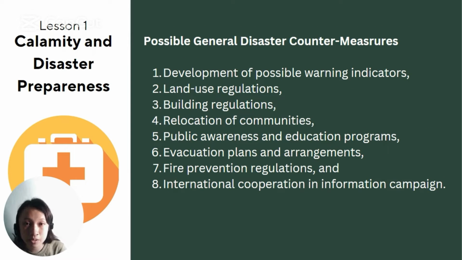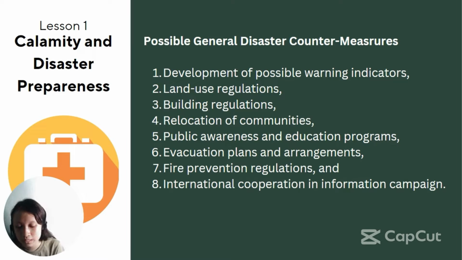Then possible general disaster countermeasures. Number 1 is development of possible warning indicators. Mostly these are warning indicators, signages that we see around, like for example "Caution, wet floor", that we see in places so that people won't slip. So more of these signages. Development of possible warning indicators.